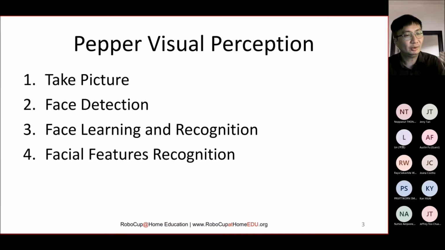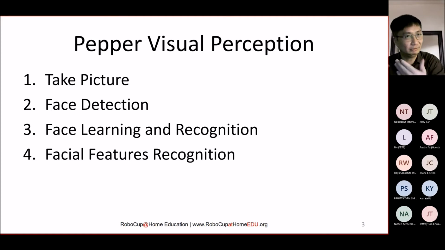But sometimes we might want Pepper to recognize a certain person. For example, you are building an application for a hotel reception counter. Then you would like Pepper to be able to recognize the guests, whoever has already checked in to the hotel, where we already know the particulars. For example, we know the name, we know the room number. Then you might want Pepper to recognize this person associated with this name and room, so that Pepper can serve better.